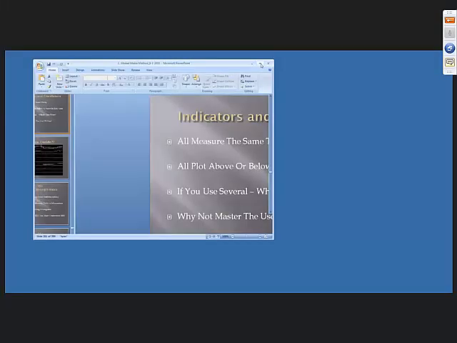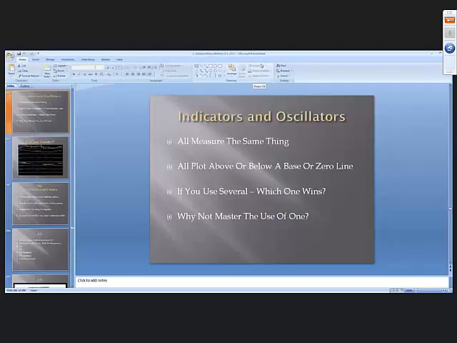All right, I'm going to talk about TDI. And I don't know if I have Deb's chart with me or not tonight. I can't remember. But anyway, look, indicators and oscillators, they all measure the same stuff, right? Can you agree on that? They all plot above or below a baseline, a 0 line, a 50.